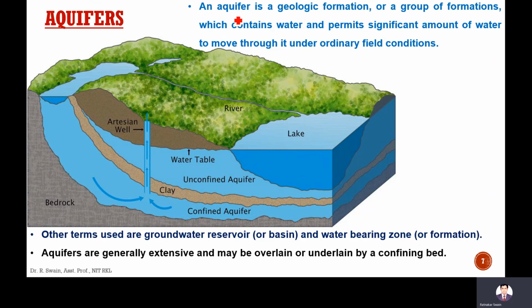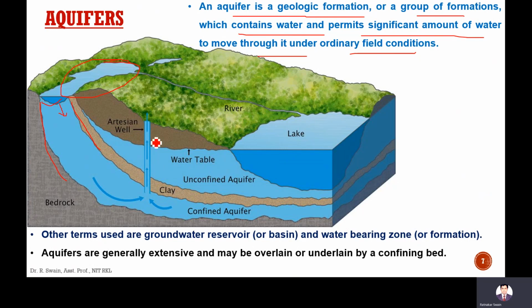An aquifer, as I already discussed, is a geological formation or group of formations which contains water and permits a significant amount of water to move through it under ordinary field conditions. You can see this is the river, this is the water body. It can be a lake or river, and here there will be groundwater flow towards the groundwater. So this is the groundwater zone, and here in the lake, this is the groundwater zone.